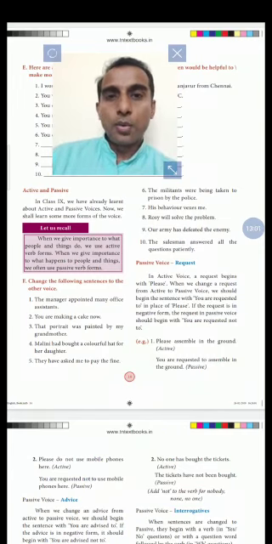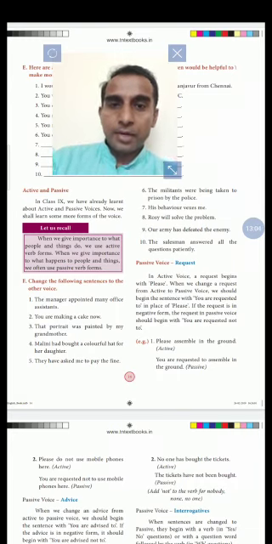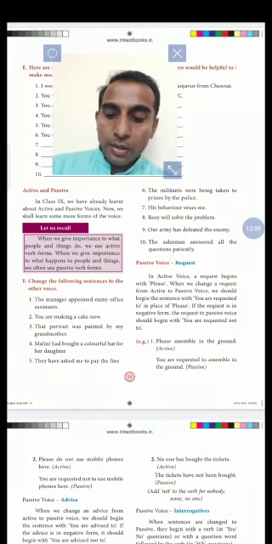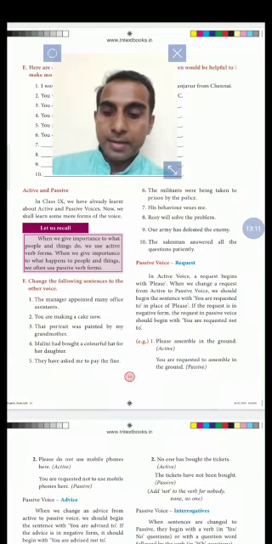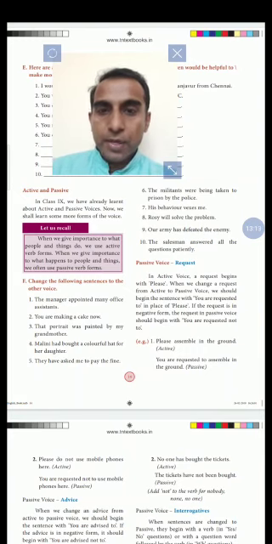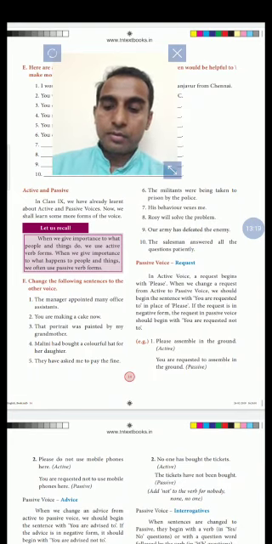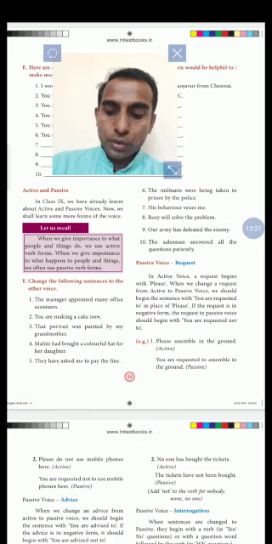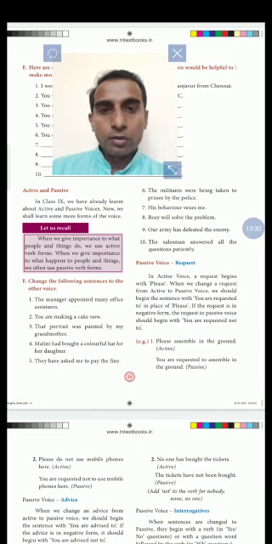First, for request. How will you change from active to passive? Now the examples are given in your textbook. You can see passive voice request. In active voice, a request begins with please. When we change a request from active to passive voice, we should begin the sentence with "You are requested to" in place of please. If the request is in negative form, then you should use "You are requested not to."